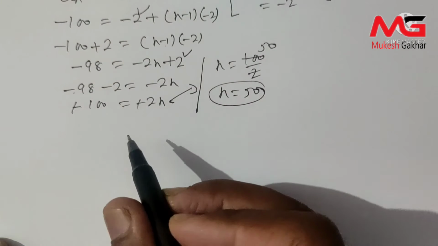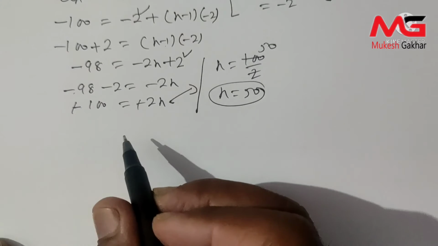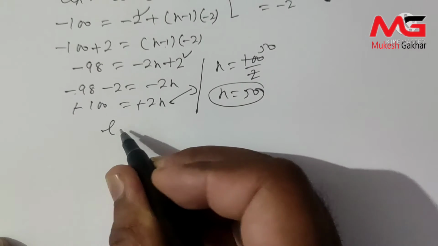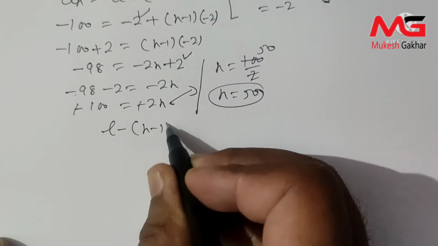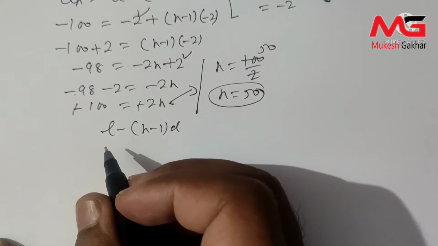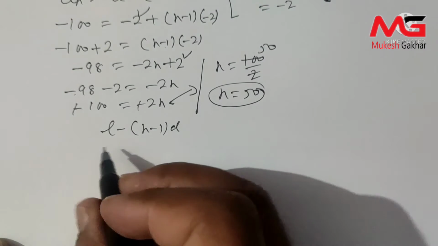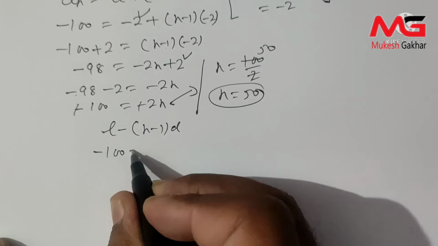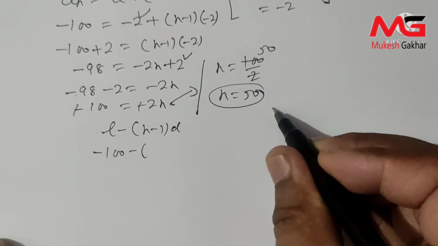Now we have to find the 12th term from the end. So from the end the formula is last term minus n minus 1 into D. So what is the value of L, the last term? It is minus 100 minus. We have to find out the 12th term.